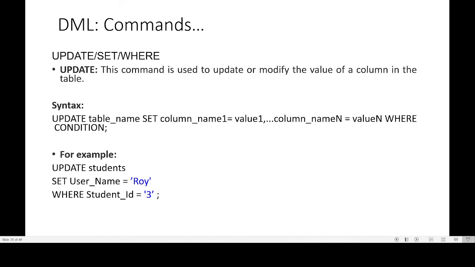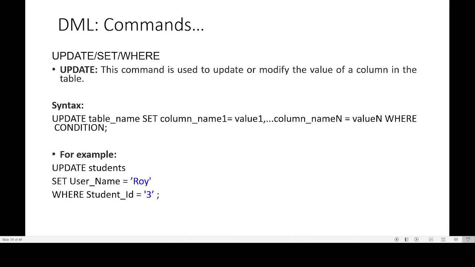I can put set. Set is the command used here. So set column name 1 is equal to value 1, column name 2 is equal to value 2. So I can just set some values into the column. I'm just updating the values in the column. Whatever the existing value, I can update with the new value by using the command update and set along with this. So update table name, set the column names, what new values we want to give, and we can give a where condition also. Depending upon this condition, the table will get updated.